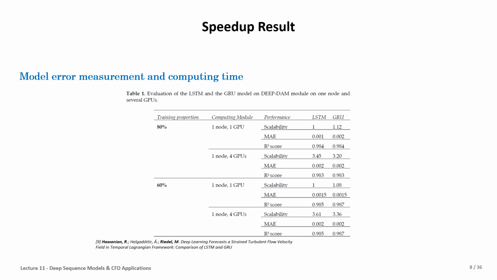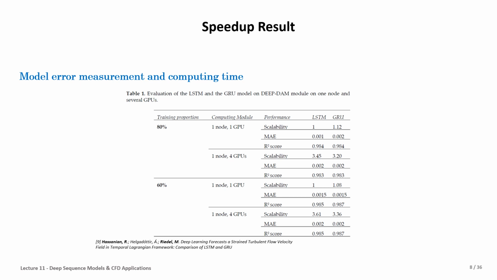Mean absolute error and squared R are so close to each other. When we have 4 GPUs, we see the LSTM scalability is much better than the GRU. And regarding the mean absolute error and the squared R, they are the same.